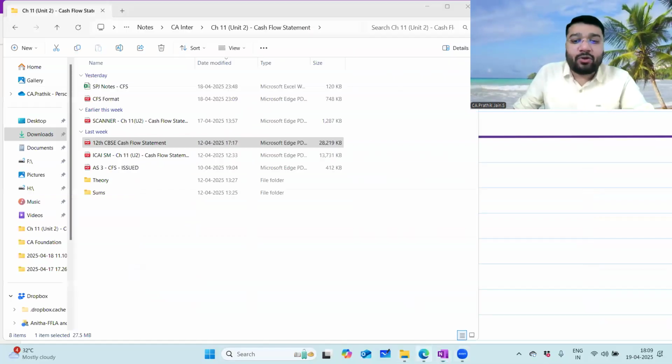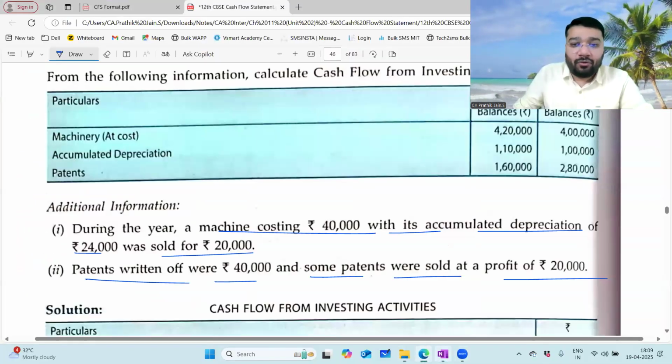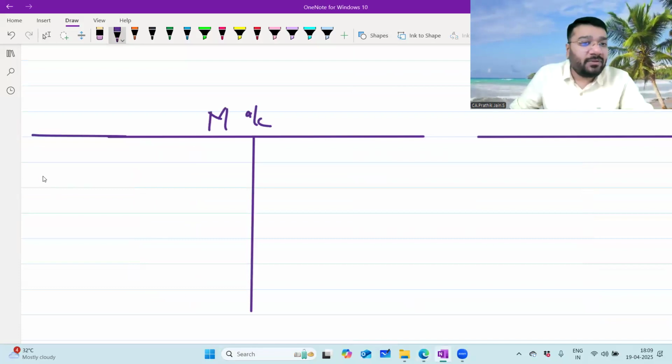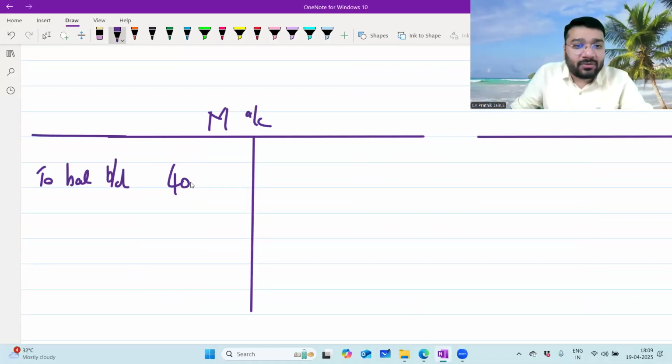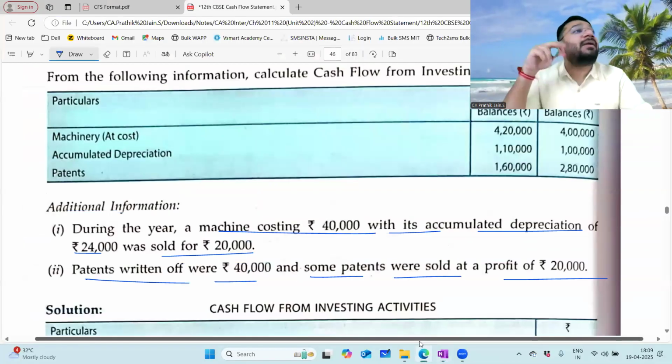Machinery account. Please tell me, what is the opening balance? 4 lakh. Which side? Debit side. To balance brought down, 4 lakh rupees. And the asset is sold. Did they ask you to open the asset disposal account? No. So the disposal is happening in the machinery account itself.